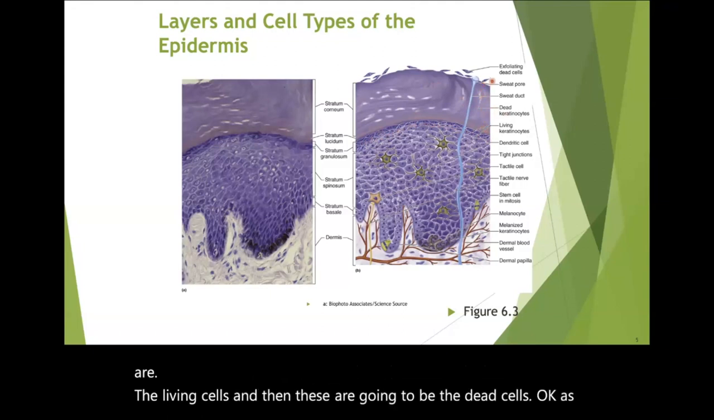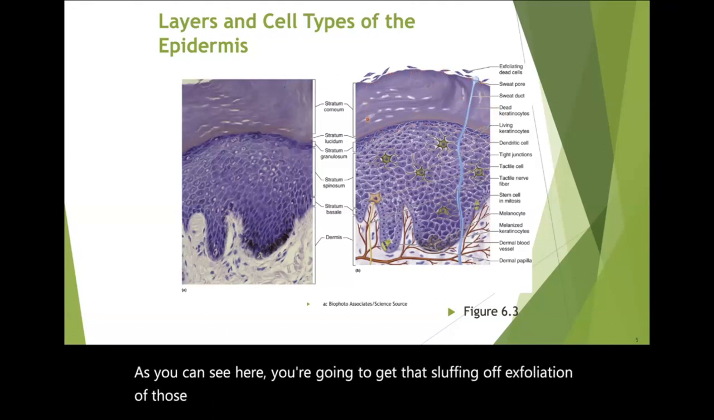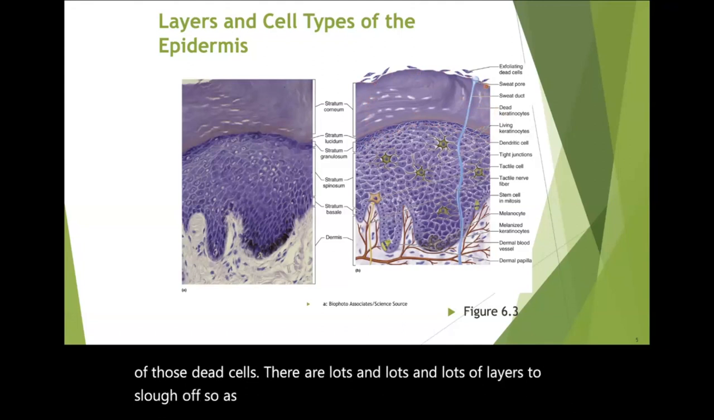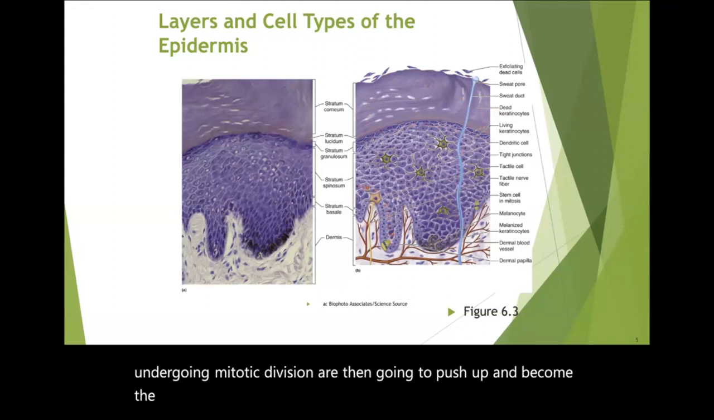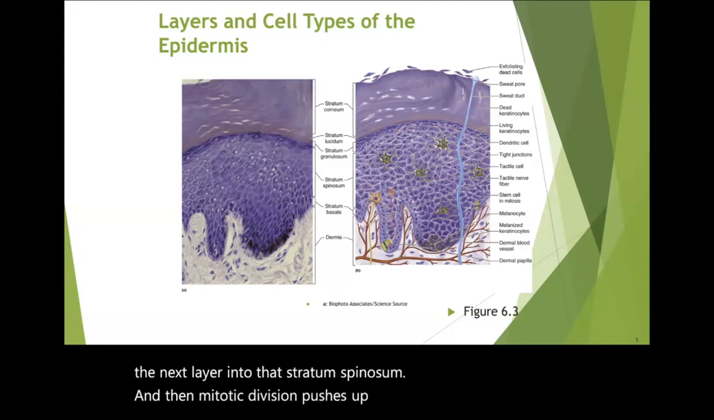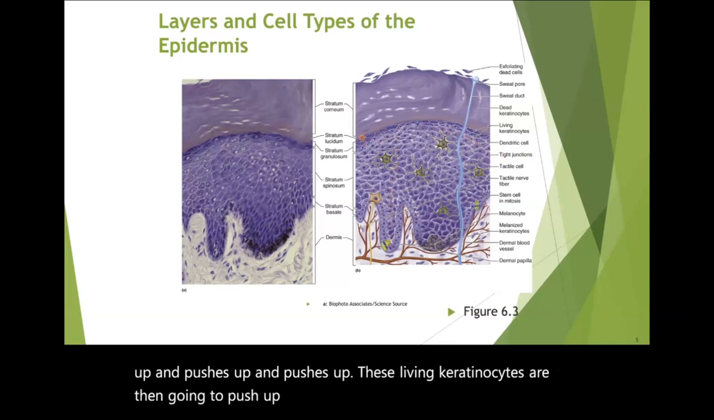As you can see here, you're going to get that sloughing off, exfoliation of those dead cells. There are lots and lots of layers to slough off. So as these layers slough off, the bottom layers that are undergoing mitotic division are then going to push up and become the next layer into that stratum spinosum. And then mitotic division pushes up, and it pushes up and pushes up. These living keratinocytes are then going to push up, become dead keratinocytes, and then eventually slough off.